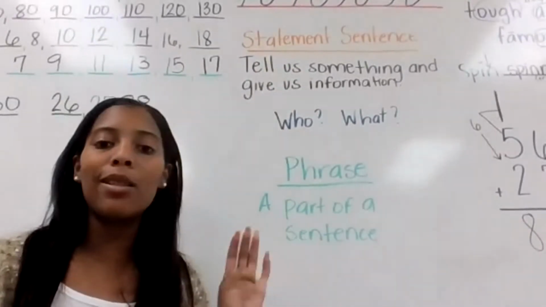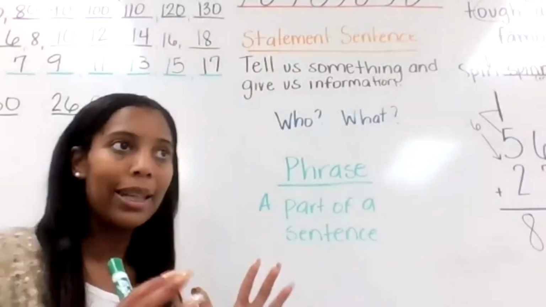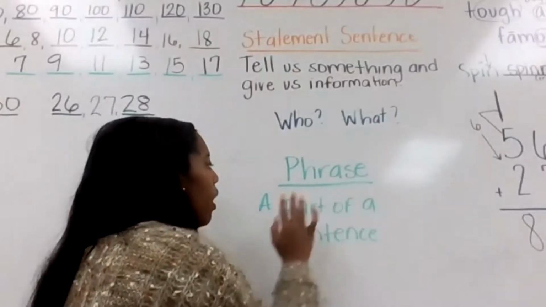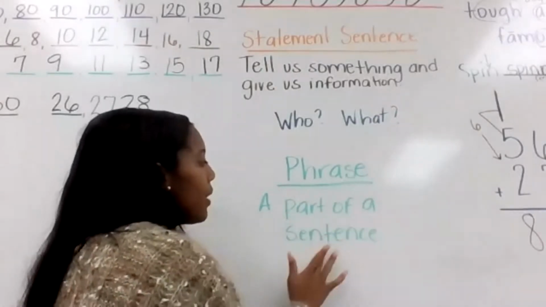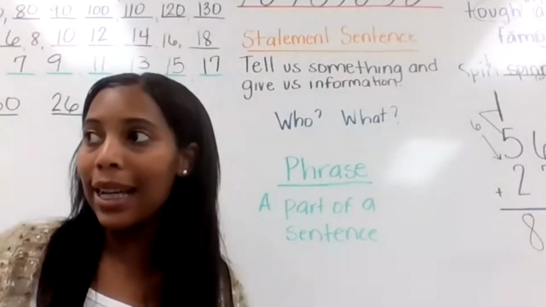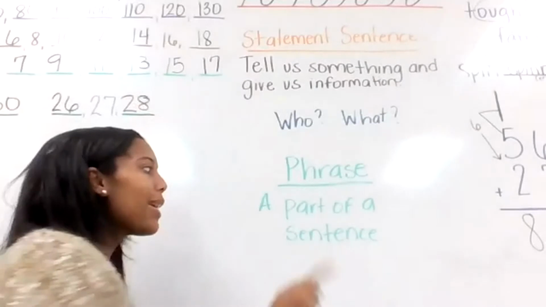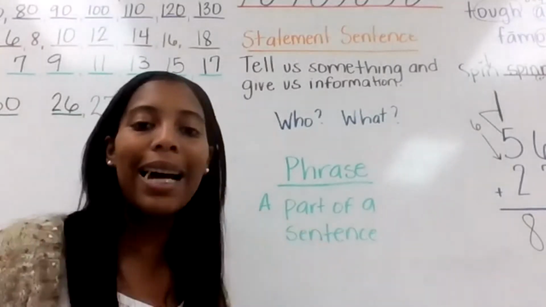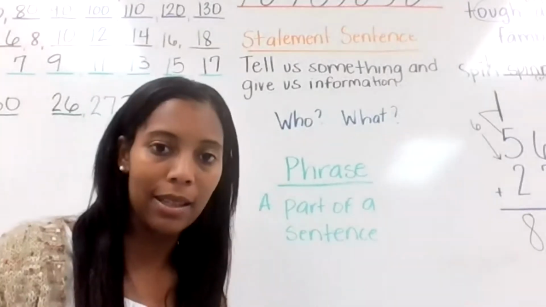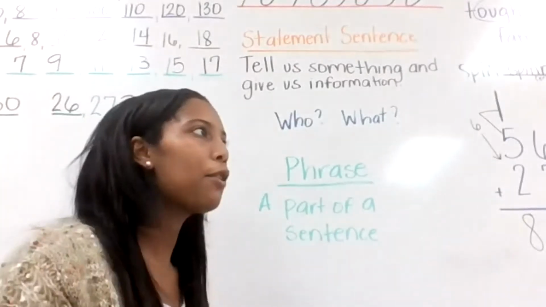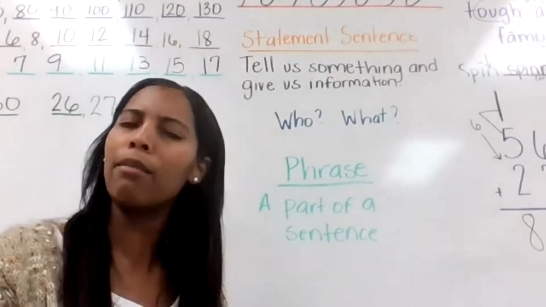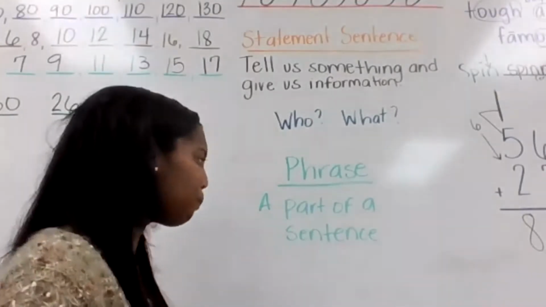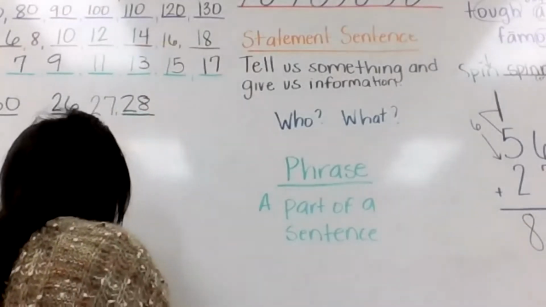But whenever a sentence only gives you one part, like I just said, the red ball, that is called a phrase. A phrase is a part of a sentence. Can you say that? Phrase. What is a phrase? A part of a sentence. A phrase is not a complete sentence. It's only a part. After you read a phrase, you'll be left saying, that doesn't make sense. That's what a phrase is, only a part of a sentence.